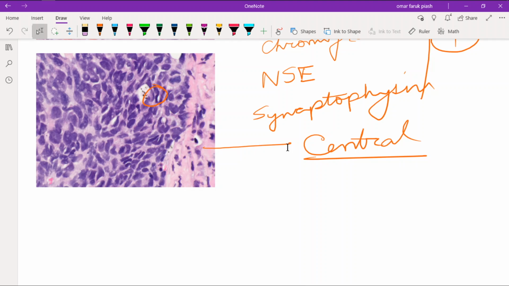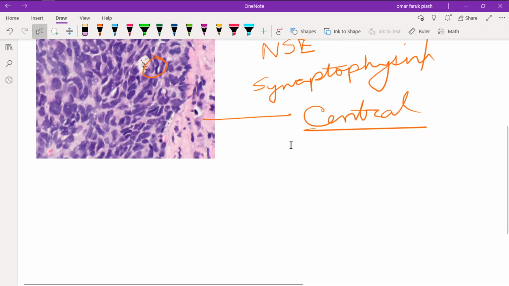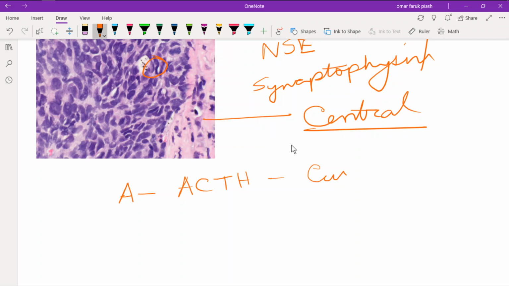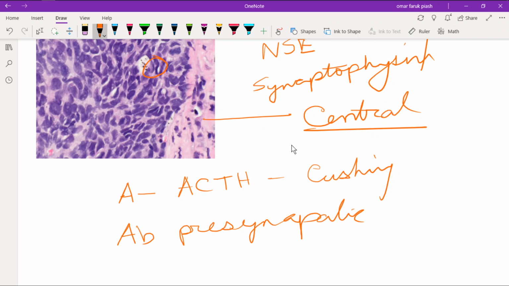As it is lung cancer, you can easily say that it will produce some paraneoplastic syndromes, and all the paraneoplastic syndromes can be remembered by the letter A. That means it may produce ACTH, that means it produces Cushing syndrome. There is an antibody against the presynaptic calcium channel.